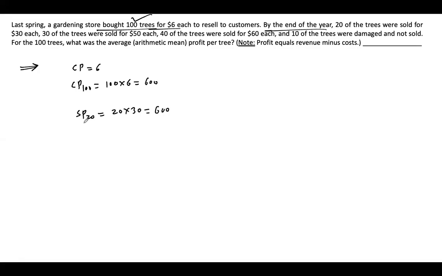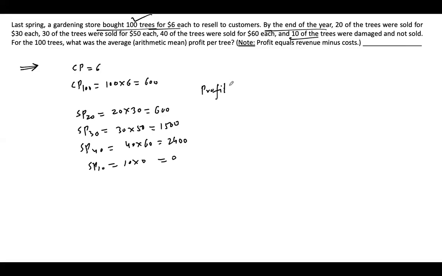And selling price for 30 trees was $50 each. So $1,500. Selling price for 40 trees was $60 each. So $2,400. And 10 trees did not earn any margin. So zero. So total selling price was $3,900. Profit would be, sorry, $4,500.